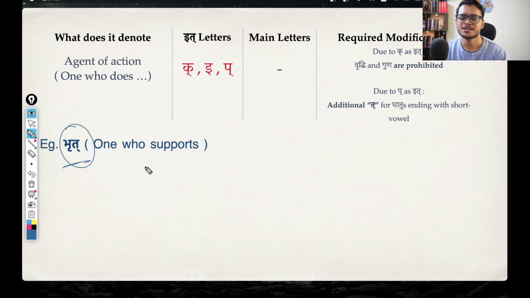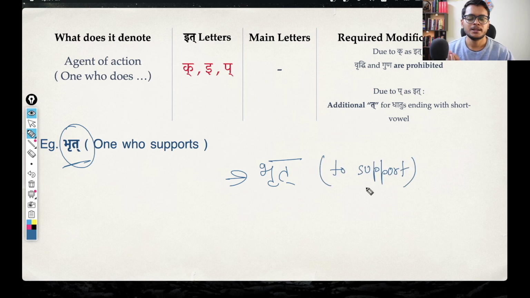But anyways, let us see this last word also, bhrit. And again, as you can already guess, this bhrit pratipadika, one who supports, is coming from bhrit, the dhatu, that means to support. Okay, so from this dhatu, you are getting this pratipadika using the quip pratyay.